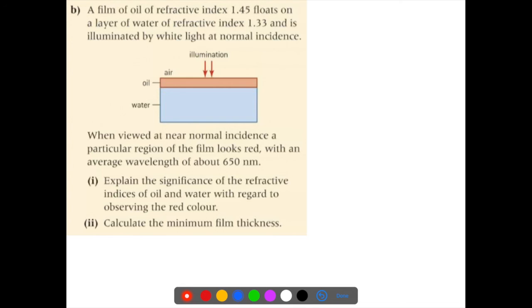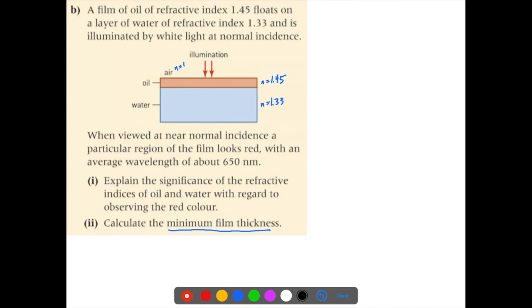Okay, this one will be slightly different. We've got air on the top, which has an index of refraction of 1. We've got the oil, which is given as an index of refraction of 1.45. And then we've got the water, which has an index of refraction of 1.33. It's the same idea, right? Calculate the minimum film thickness. This time it says that when viewed at near normal incidence, a particular region of the film looks red with an average wavelength of this.